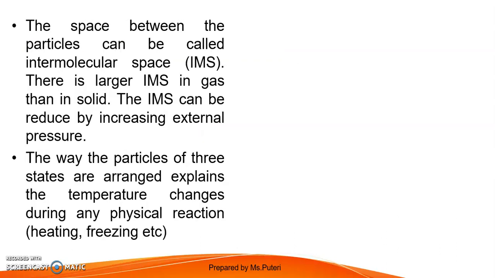The space between the particles can be called intermolecular space, or the IMS. There is larger IMS in gas than in solid. The IMS can be reduced by increasing external pressure. The way the particles of the three states are arranged explains the temperature changes during any physical change, for example heating, freezing, sublimation, or melting.